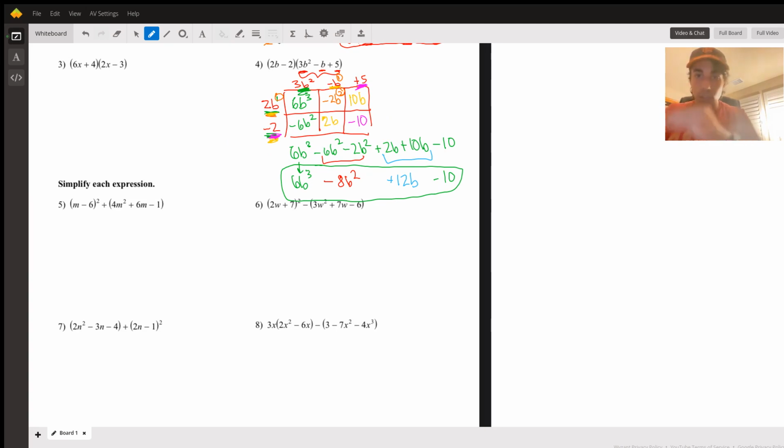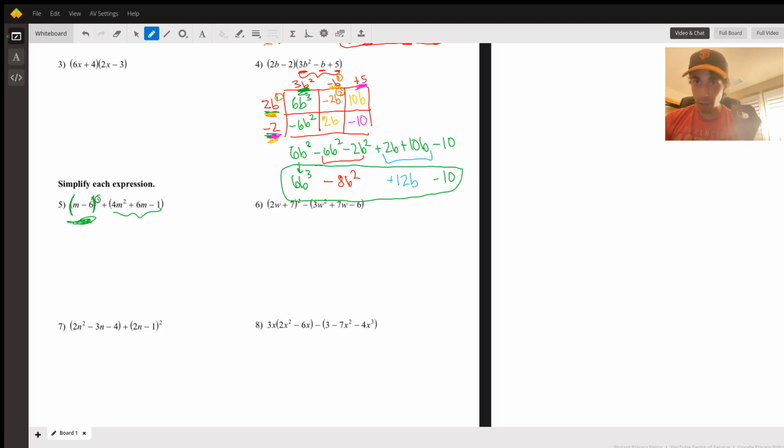All right, so first thing we want to do, look at what is being squared. We have this binomial, right? This little guy right here in the parentheses is being squared. Whenever you see that, the squared is only on the m minus 6. We're not squaring this whole thing. We're only squaring this guy over here, right? So we want to do that first.